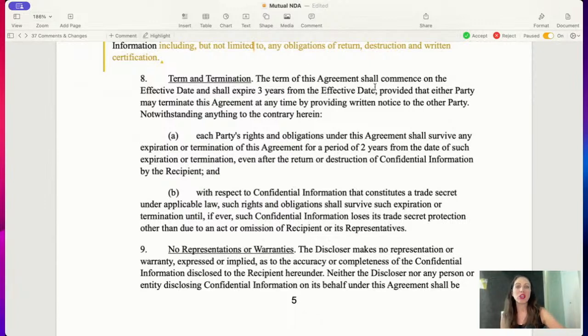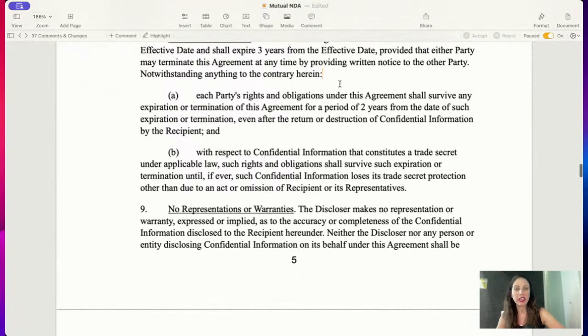Now we're on to the term. The term of this agreement shall expire 3 years from the effective date. Okay, provided that either party may terminate this agreement at any time. Awesome. They're providing written notice, notwithstanding anything to the contrary. Each party's rights and obligations shall survive any expiration of the term of this agreement.